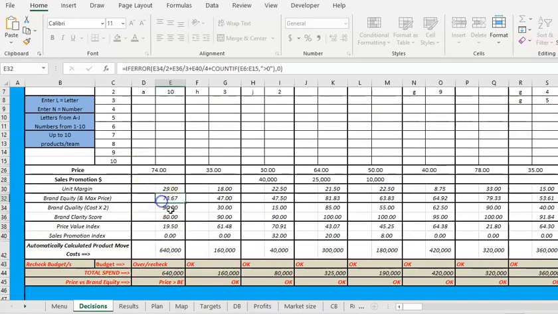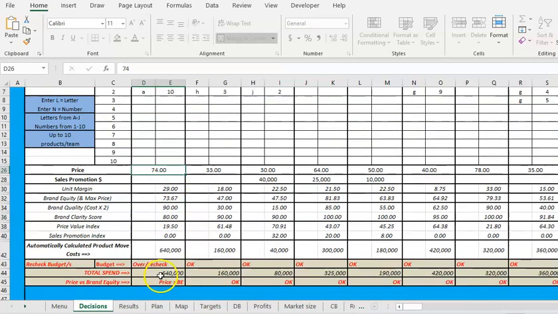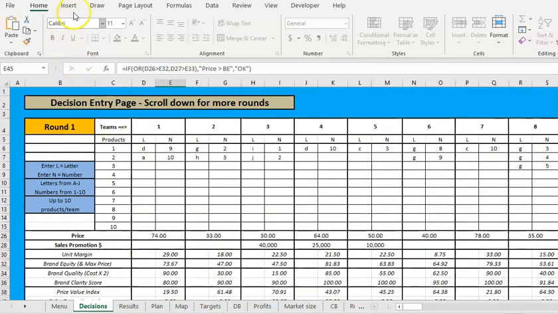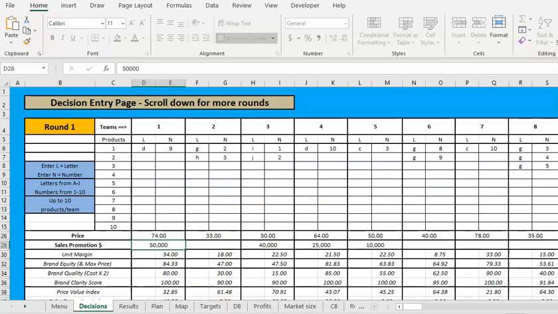And brand equity in this case is only 73.67, but we're pricing at 74. So your actual price is greater than brand equity, so it brings up errors. You see everything else is listed as okay. So I'll just undo those 2 decisions. Okay, so they're all built there. In round 1, we've got 50,000 of sales promotion. So that'll go in, but if we try to make it 60,000, it'll say, hang on, that's too much. So everything is sitting there as a safety net.